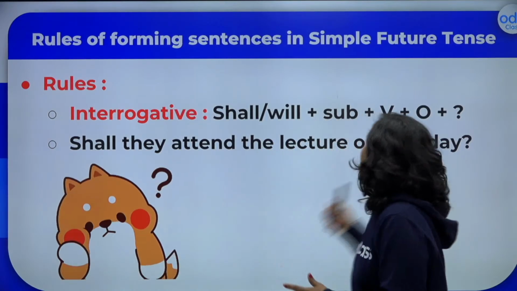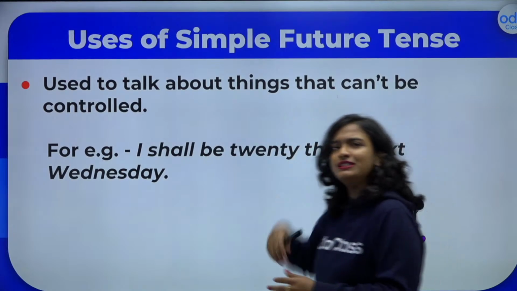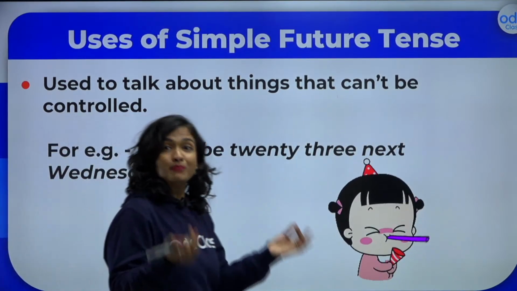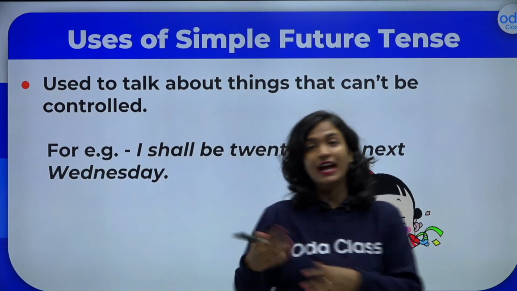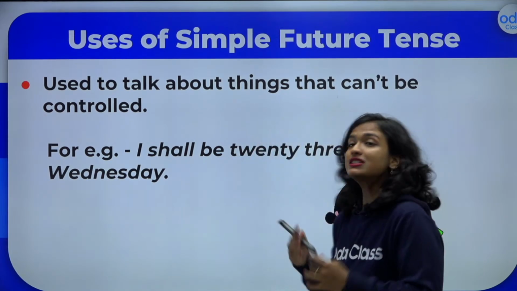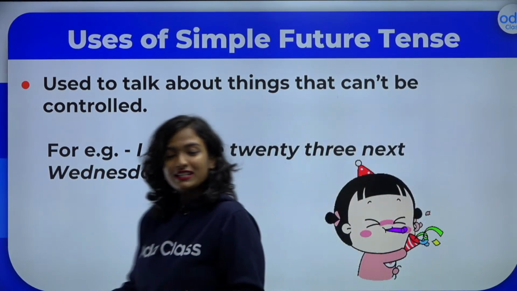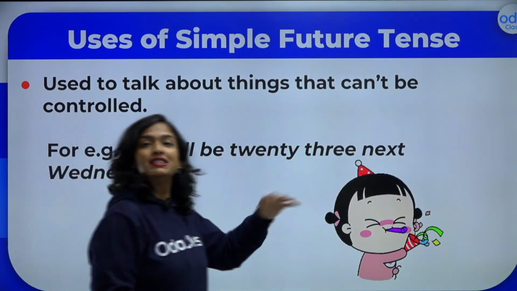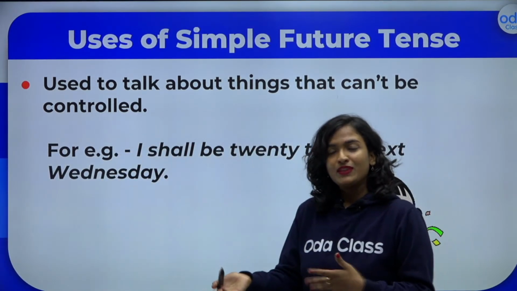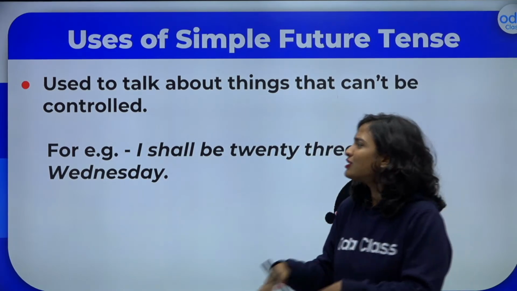And kids, now let's learn about when do we use the simple future tense. Like I said, we simply use it to talk about things that haven't happened yet, and specifically about things that we cannot control, right? So for example, I shall be 23 next Wednesday. So it's my birthday next Wednesday. I can't control that, right? I cannot change that.